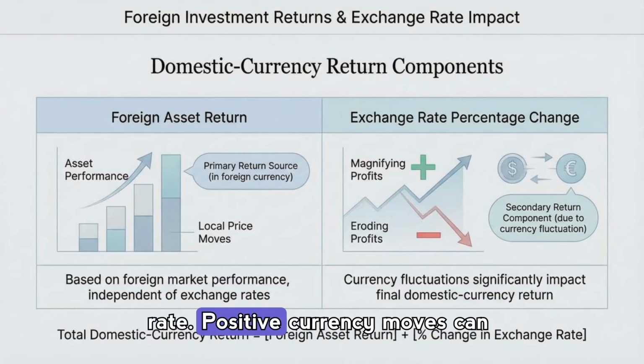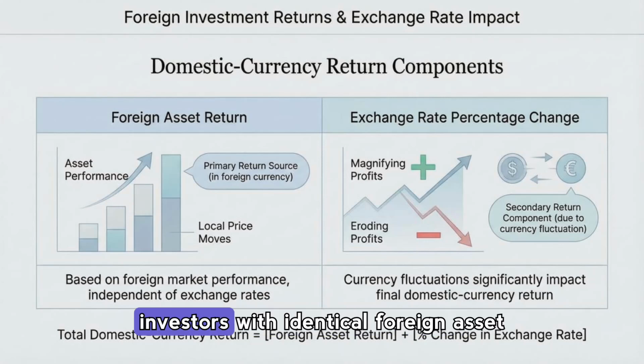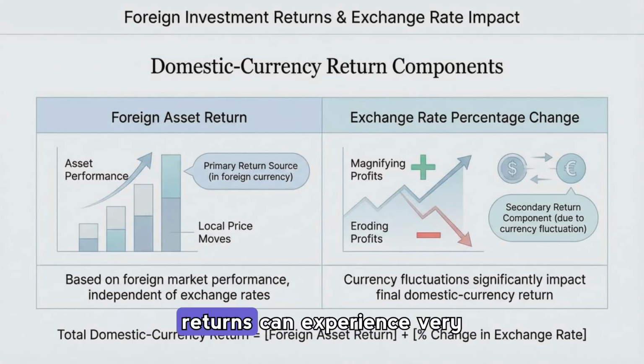When investing abroad, total return in domestic currency combines foreign asset performance and the percentage change in the exchange rate. Positive currency moves can magnify profits, while adverse moves can erode them. So two investors with identical foreign asset returns can experience very different domestic returns purely because of exchange rate fluctuations.